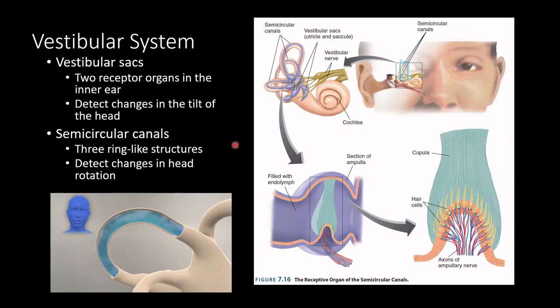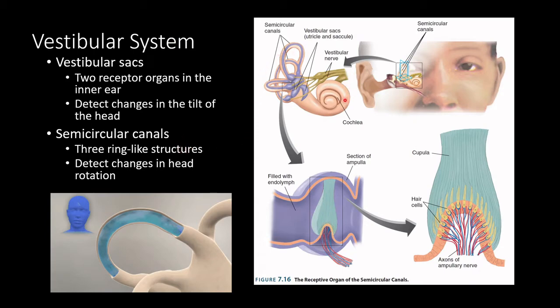This time we're talking about the vestibular system, the system that lets us know basically where our head is in space and if it's moving or not. So there's two main structures we're going to talk about, housed within your inner ear, that do pretty similar things. We have vestibular sacs and semicircular canals.